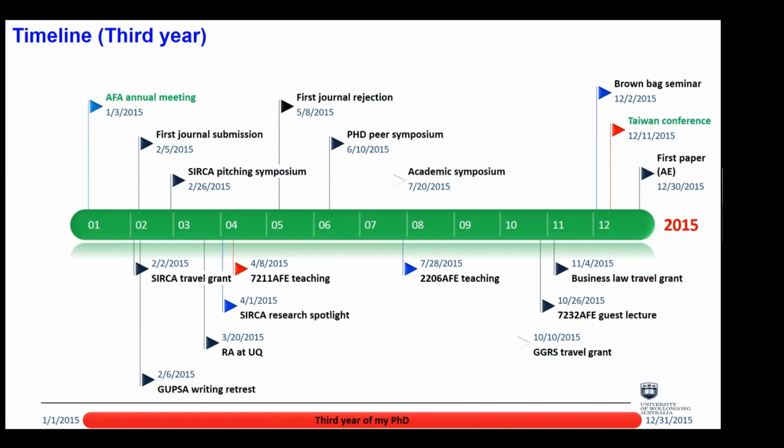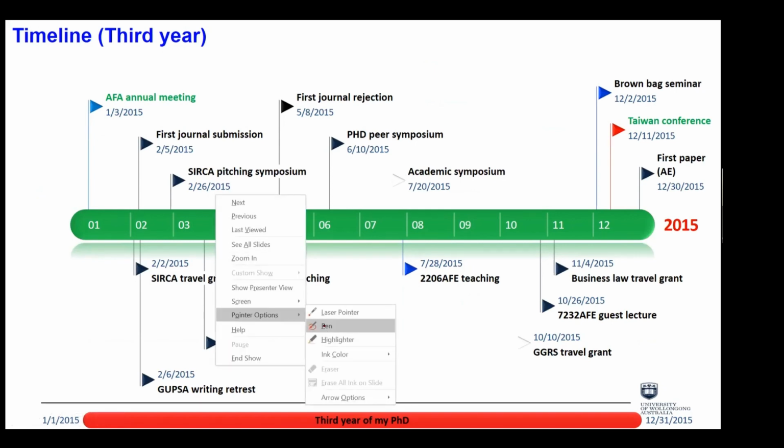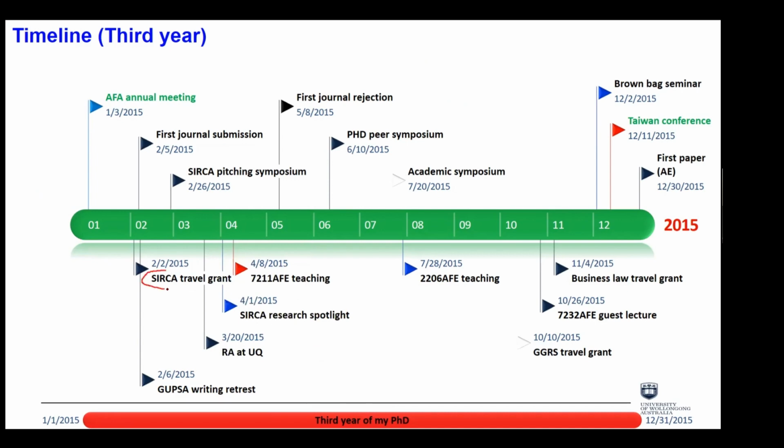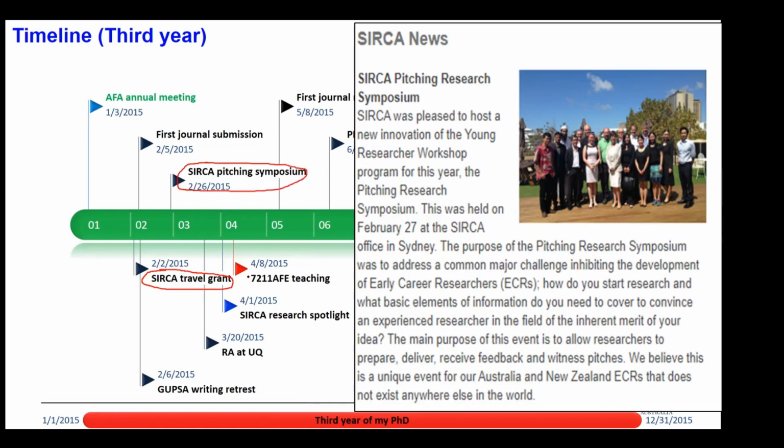and the whole year looked like a lot of things happening. Here in the third year, you can see this CPA travel grant, which was for the pitching research symposium. And that was my first exposure to the pitching research template. I came to know about the call for the pitching research symposium in 2014, somewhere in November, and then the travel grant was given, and I was able to attend the symposium.